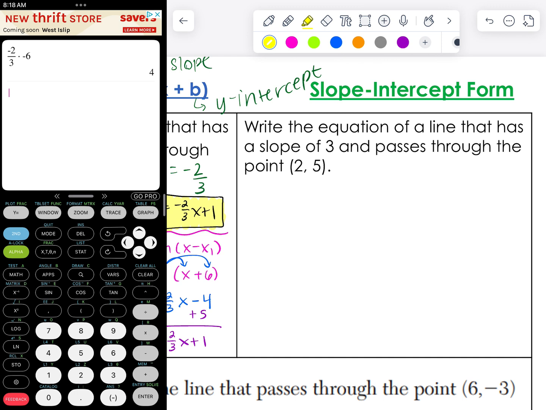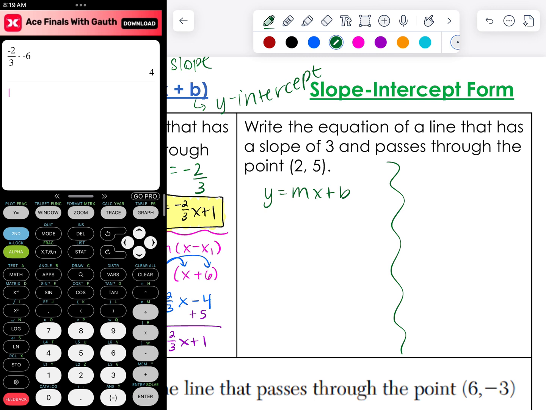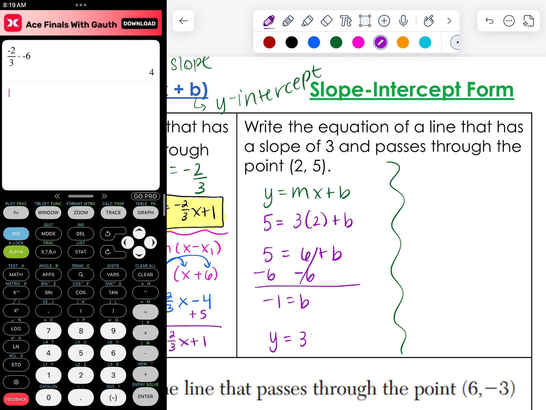Write the equation of a line that has a slope of 3 and passes through the point 2, 5. So let's start off with our regular y equals mx plus b, and then I'll show you the other way as well. I'm going to substitute. It's going to be 5 equals, my slope is 3, my x is 2 plus b. 5 is equal to 6 plus b. I subtract 6 from both sides to get b alone. I get a negative 1. So now I have y equals 3x minus 1.